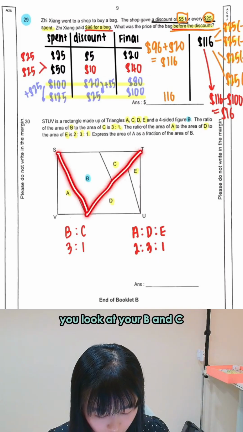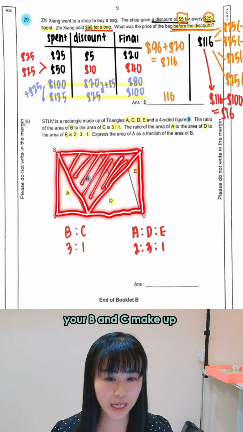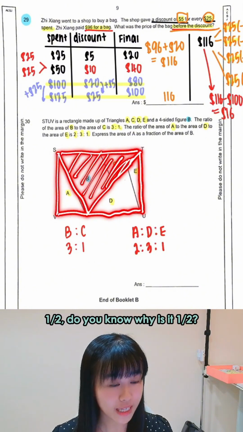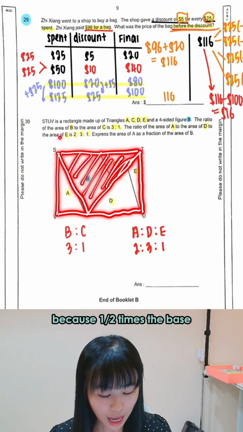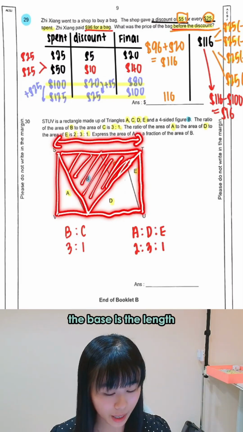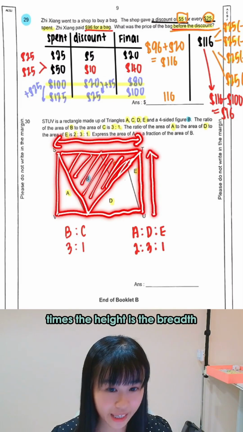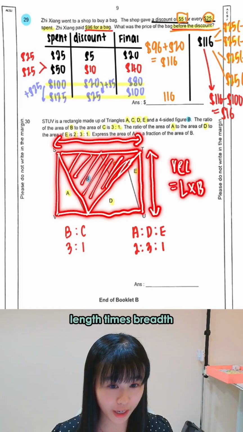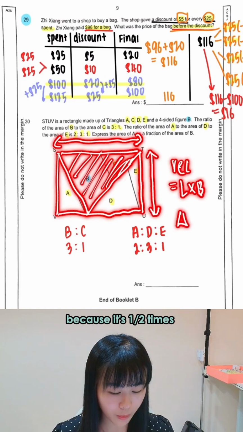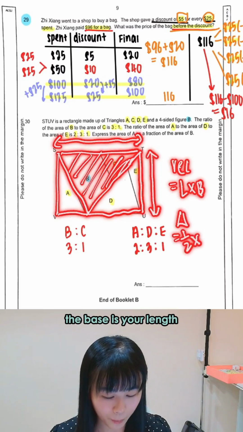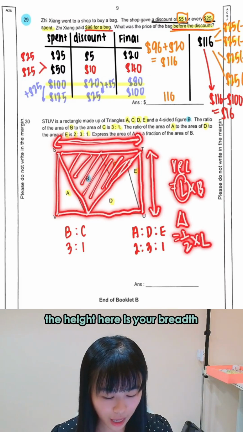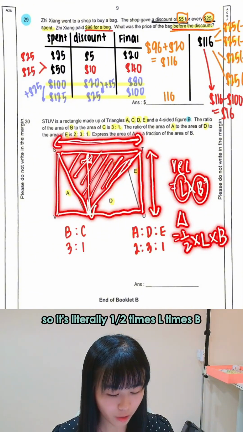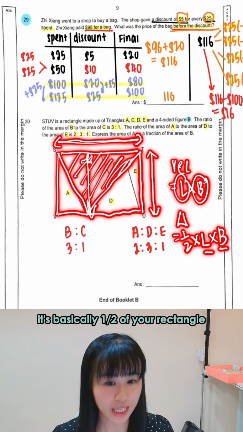So what is your repeated identity here? You look at your B and C. Your B and C make up what fraction of that rectangle? Half, right? Do you know why it is half? Because half times the base is the length, times the height is the breadth. Usually your rectangle is length times breadth, right? But this triangle, because it's half times the base, which is your length, the height here is your breadth. So it's literally half times L times B.